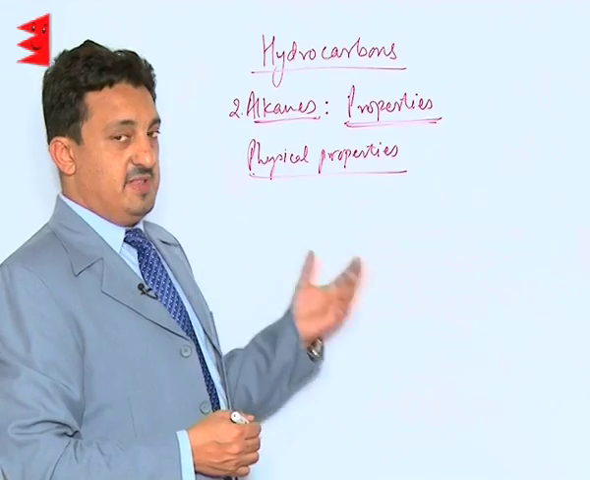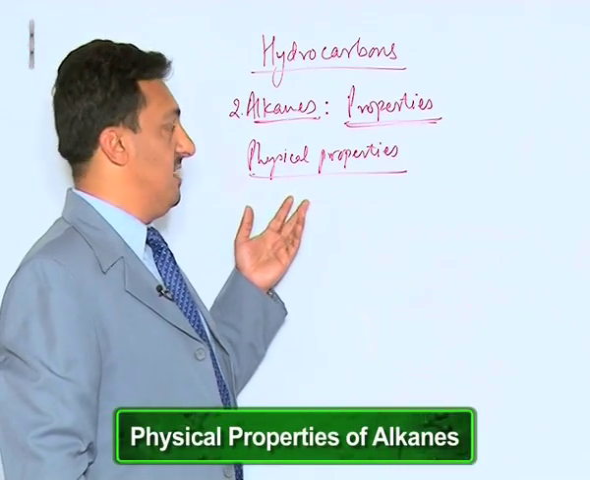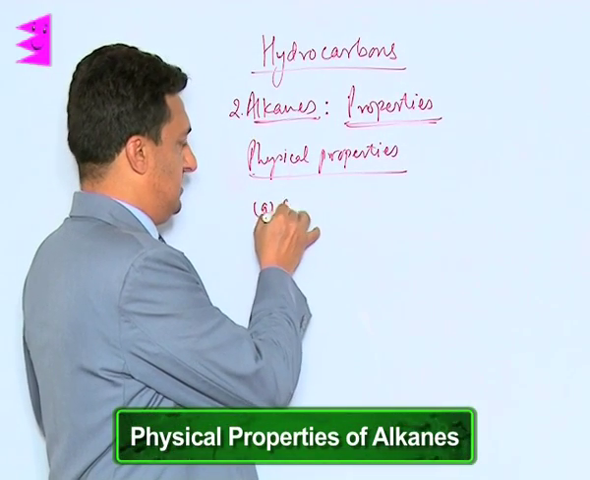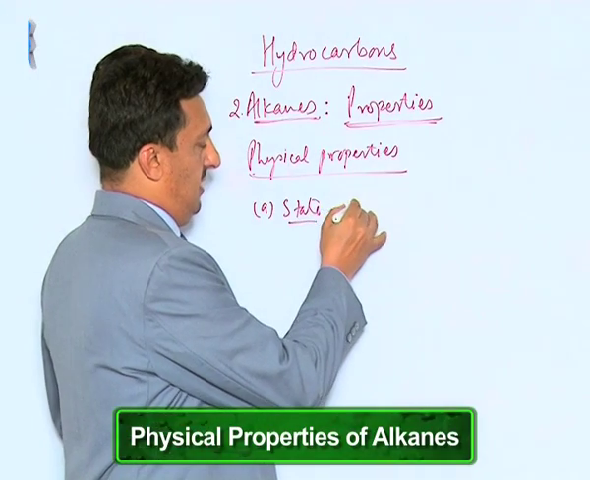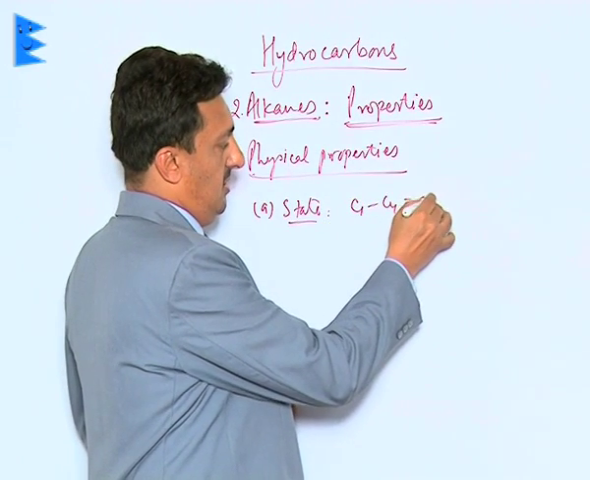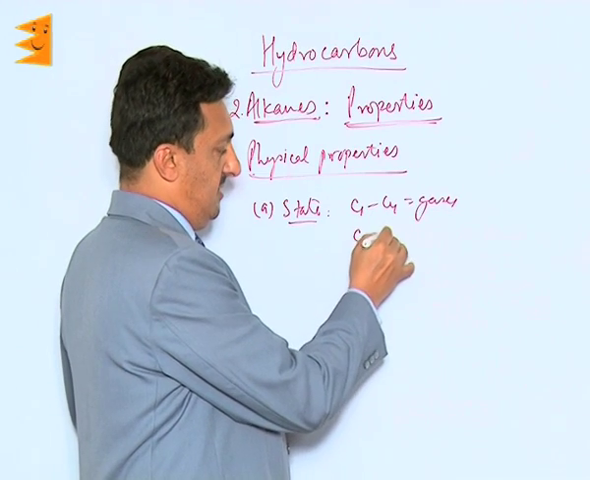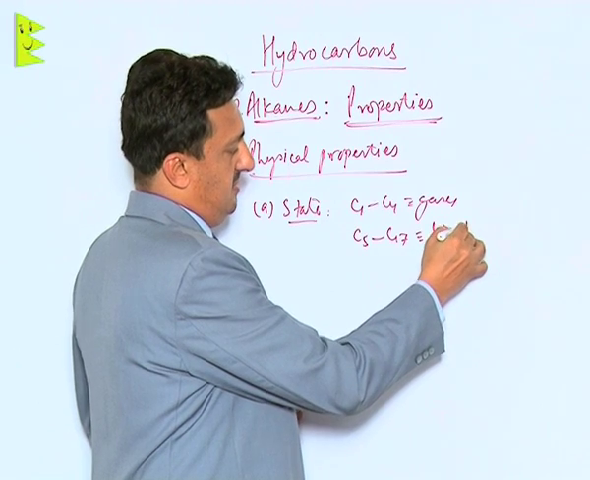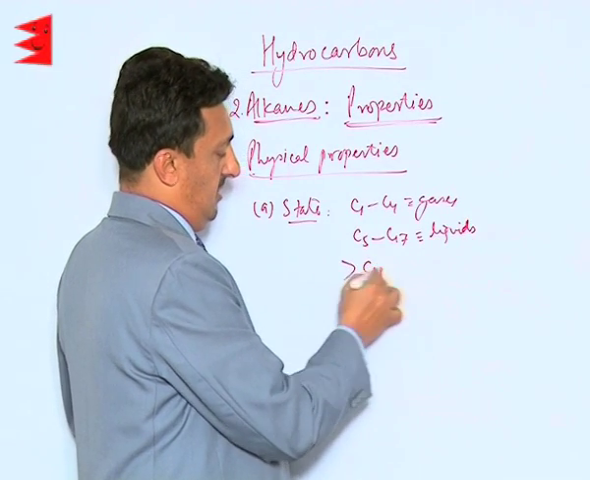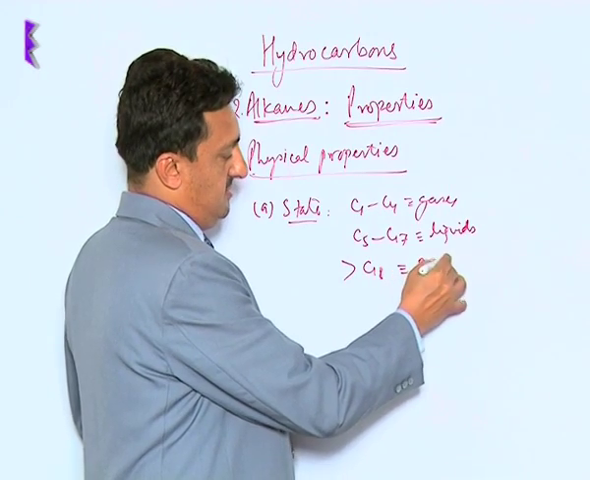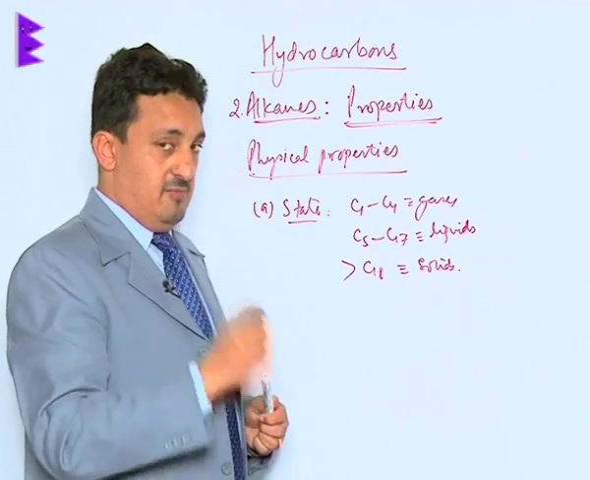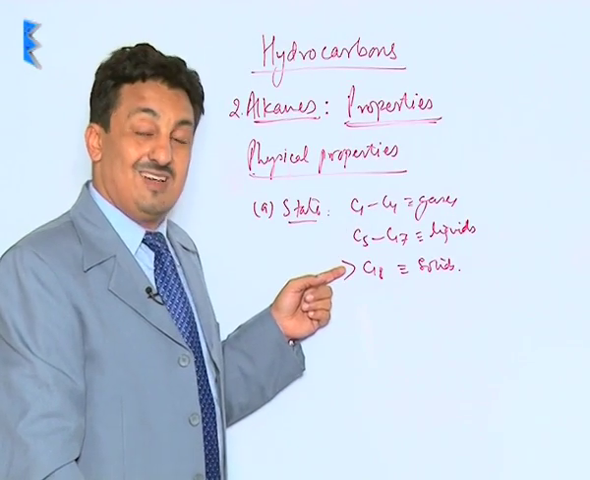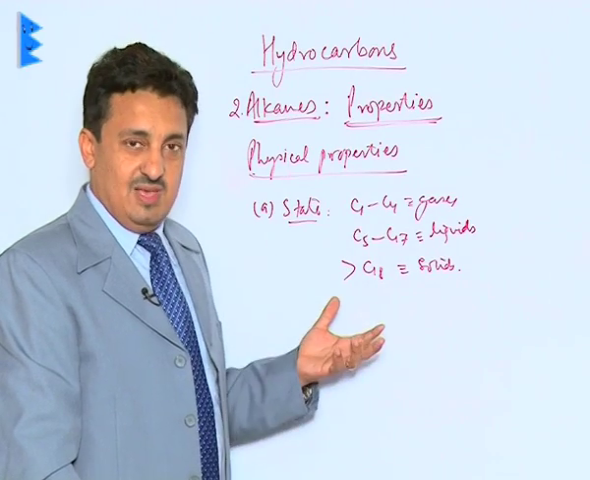Now let us discuss the properties of alkanes, and first come their physical properties. Let us first discuss their state. Remember, C1 to C4 alkanes are gases, C5 to C17 are liquids, and C18 or above are waxy solids. But one of the most important things: whether they are gases, liquids or solids, they are all colorless compounds without any smell.